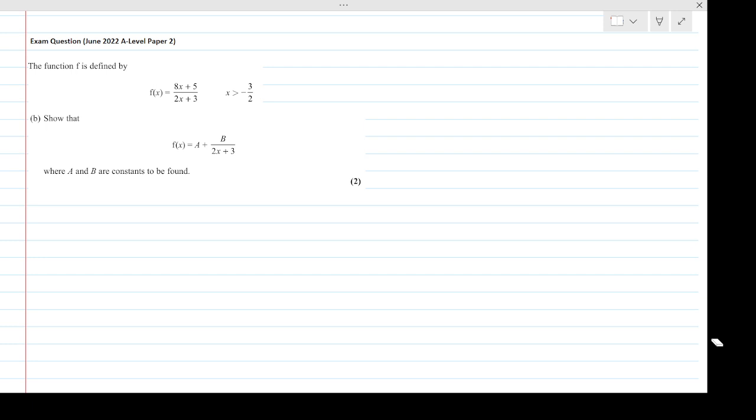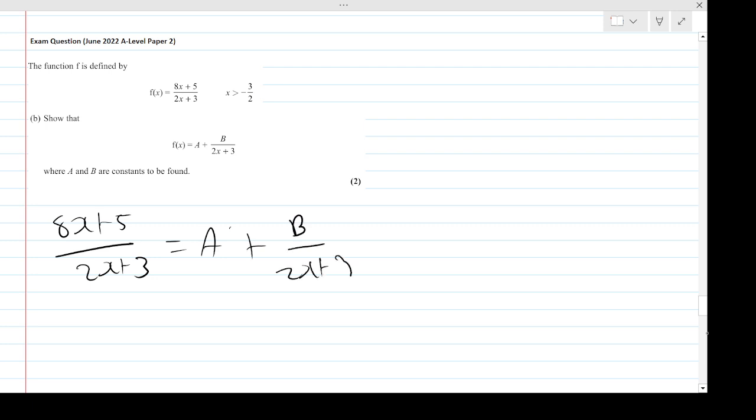We just need to show that f of x can be written as this, right? So effectively, this is saying 8x plus 5 over 2x plus 3, which is f of x, again, remember, can also be written in this form, a plus b over 2x plus 3.